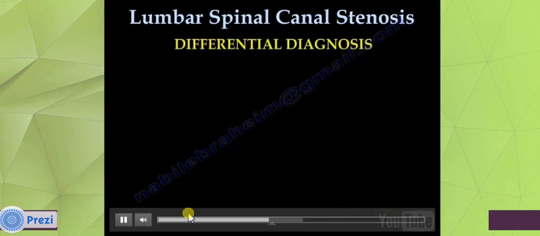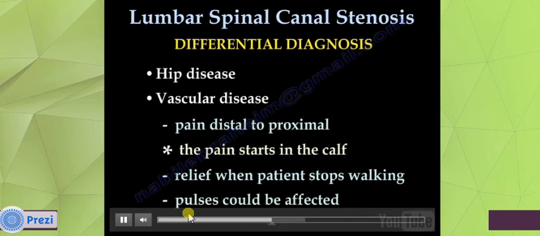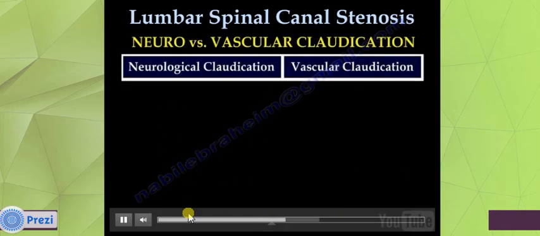Lumbar spinal canal stenosis. Differential diagnosis. It's either a hip disease or a vascular disease. When there is a vascular disease, the pain starts distal to proximal. The pain starts in the calf or in the leg. The pain is relieved when the patient stops walking, and when you examine the pulses, you find they are either reduced or absent. The neurogenic versus the vascular claudication is important.